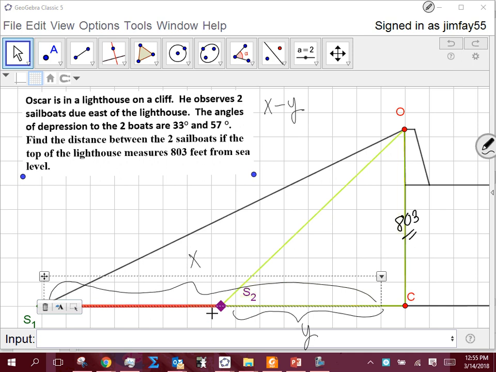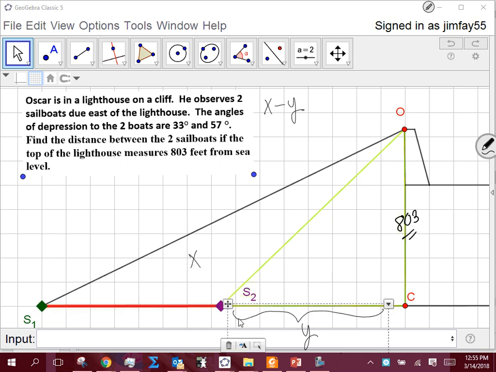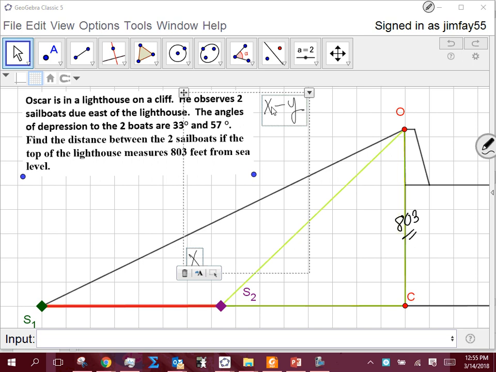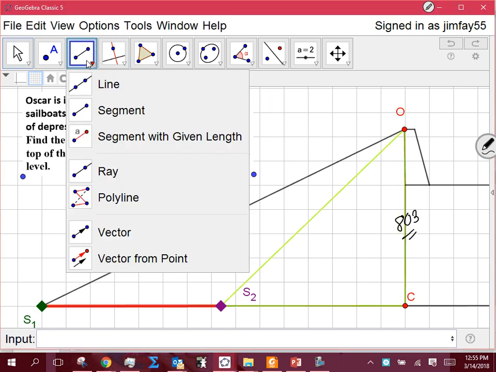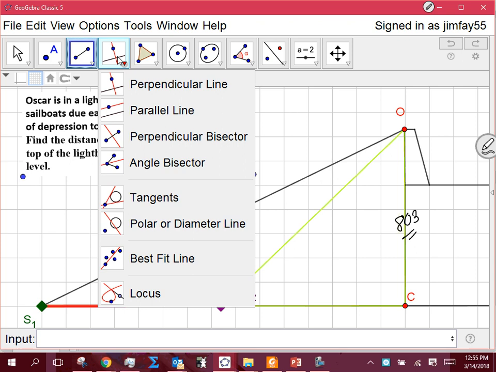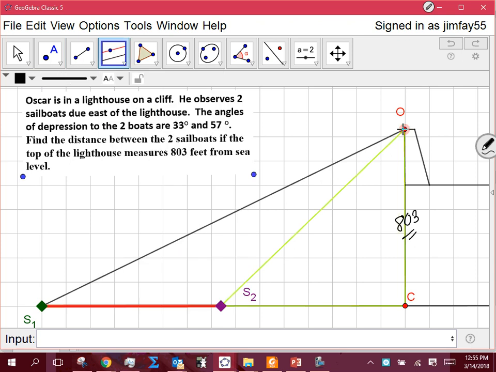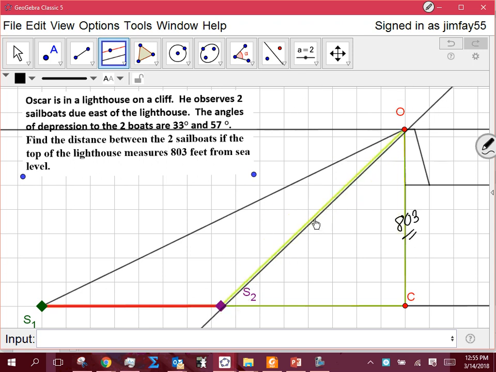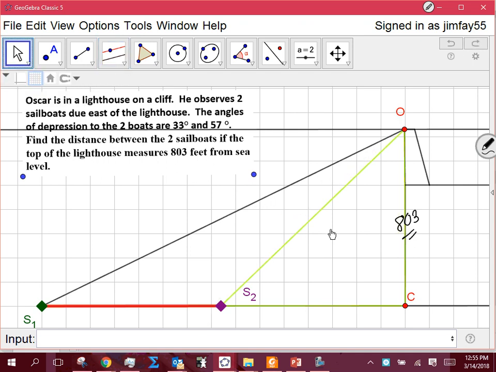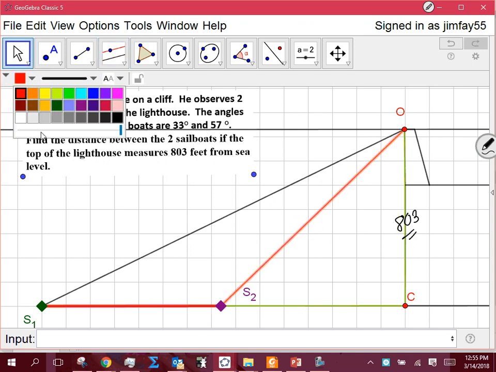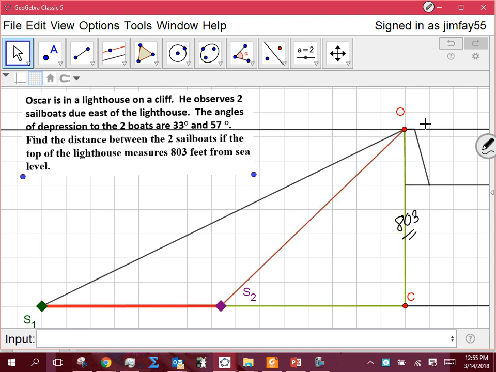Now, there are some extra things that are provided in this problem that we need to pay attention to, and they're the angles of depression. It says you have Oscar in the lighthouse, and he is looking at sailboat 1 and sailboat 2. So we need a horizontal placed in here so that we can determine our angles of depression. If I look at that, it says one angle is 33 and one angle is 57.